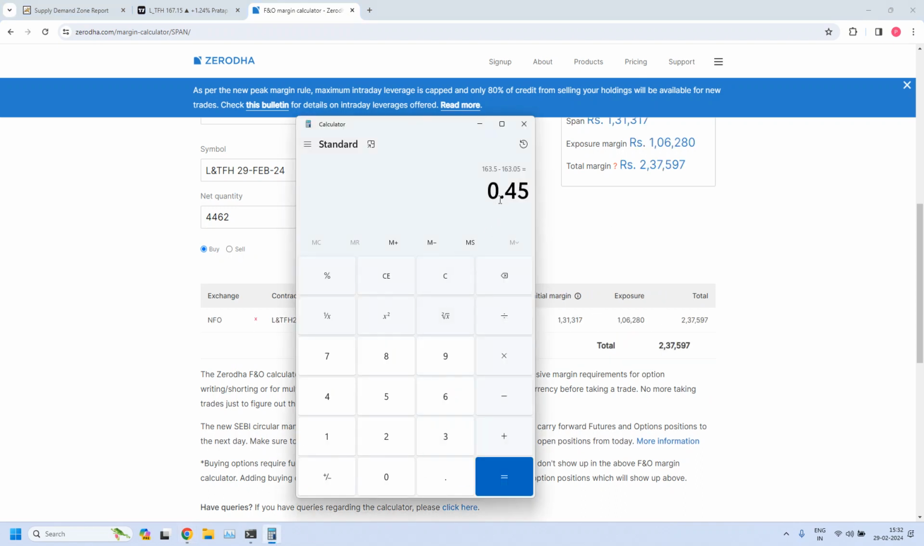So how much loss we got? 0.45 into 4462. You got 2007 rupees, or you can say close to 2008 rupees loss in this trade. And what is the negative ROI? Into 100 divided by... but before that let me note down this. L&T FH, we got a loss of 2007.90 paisa.